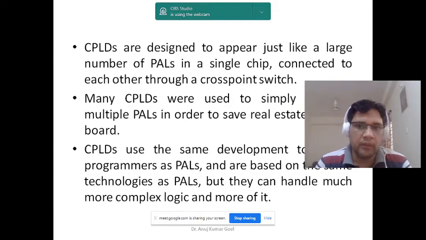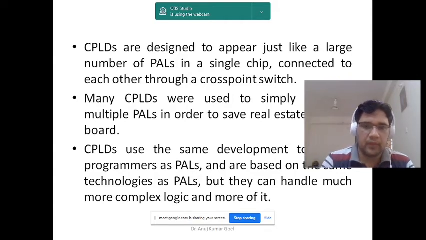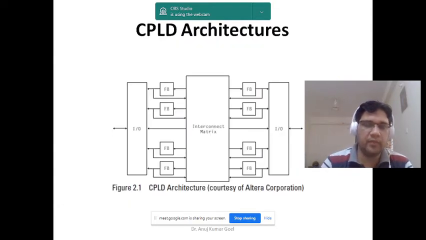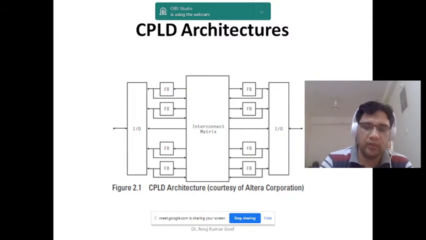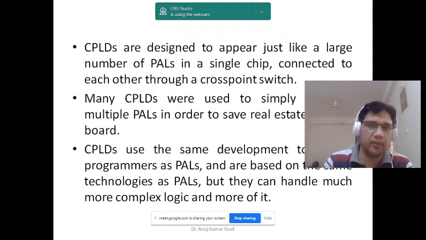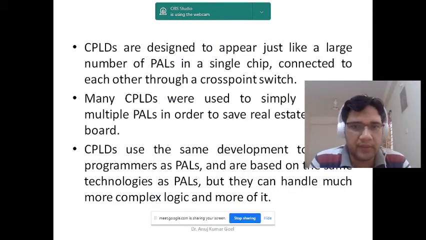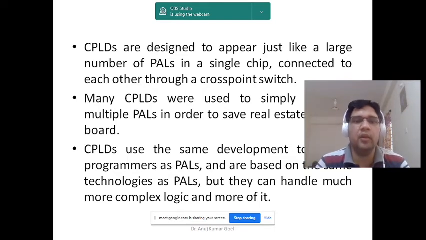So in one CPLD, many functional blocks are there, and within a functional block many PALs are there. So many PALs are combined together to implement the complex logic functions.